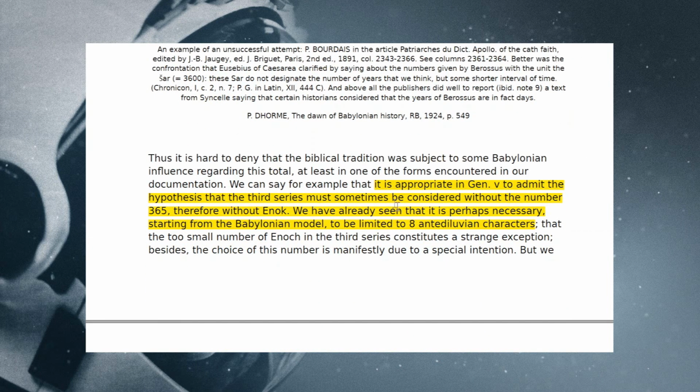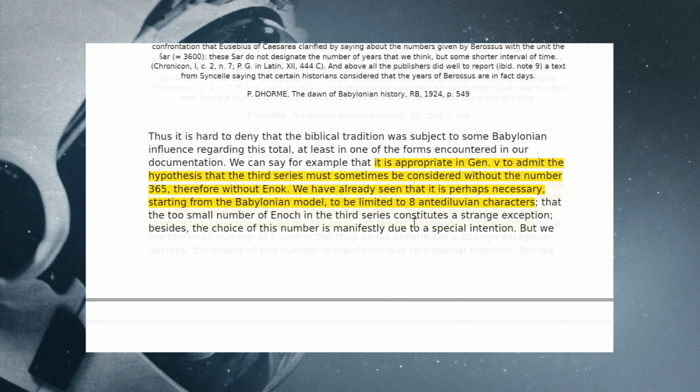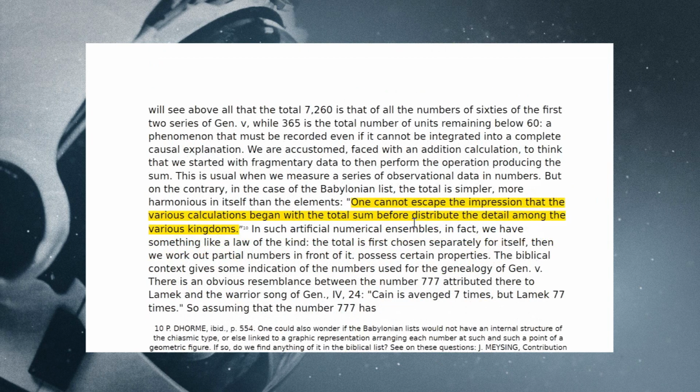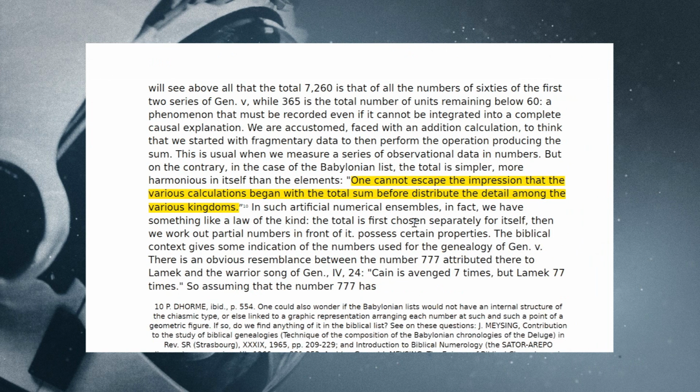And I just want to note here that, again, he has this statement that's appropriate in Genesis 5: to admit the hypothesis that the third series must sometimes be considered without the number 365, therefore without Enoch. We have already seen that it is perhaps necessary, starting from the Babylonian model, to be limited to 8 antediluvian characters. So the point is, sometimes Enoch is the odd duck, and if it kind of works in relation to the Sumerian king list, maybe take out Enoch altogether. So sometimes it's added, sometimes it's not.